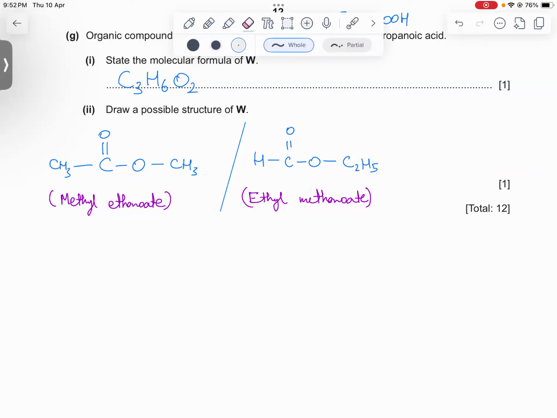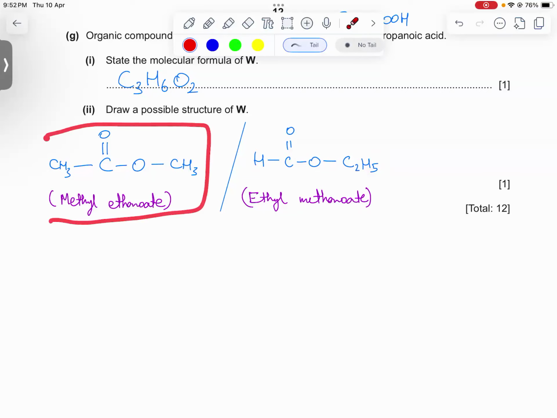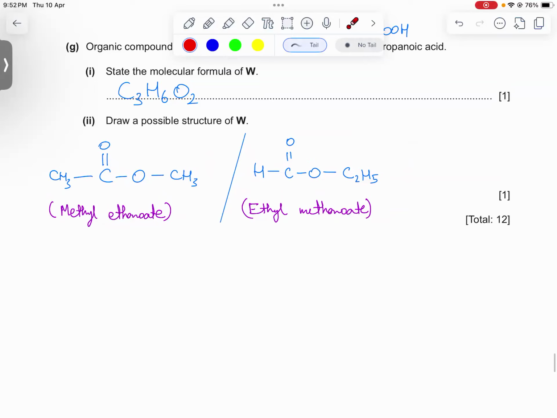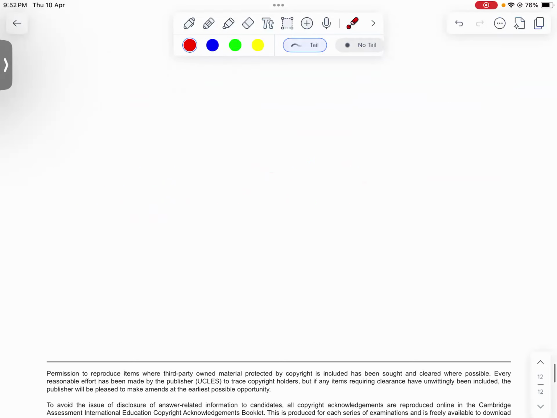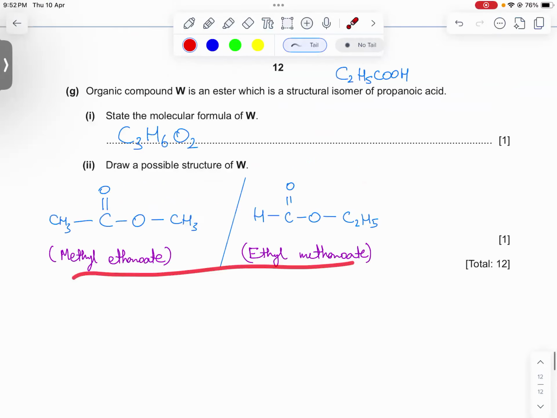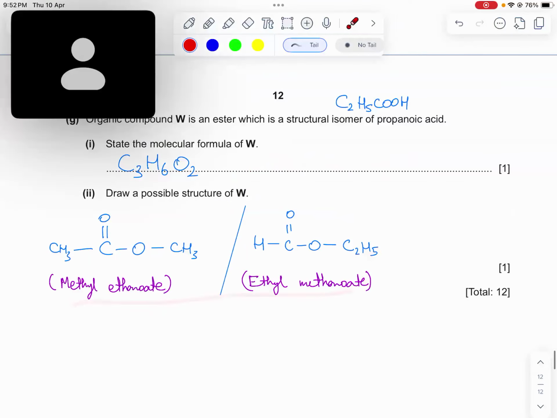Well, they did not ask you to write the names, but they asked you to write any one of these molecular formulas and it would have worked. So this is how you write this molecular formula. And with that, this 2020 paper is also completed. If you have any questions, you can turn on your mic and ask ahead.